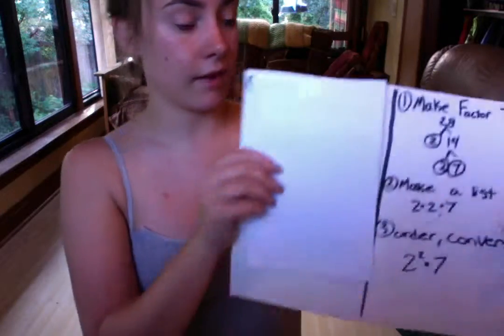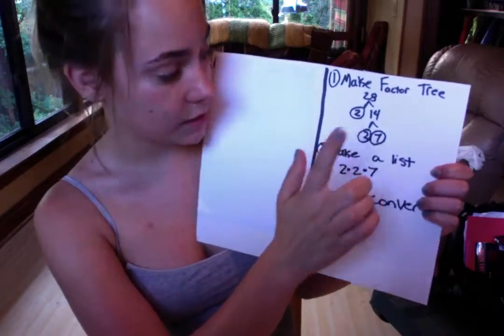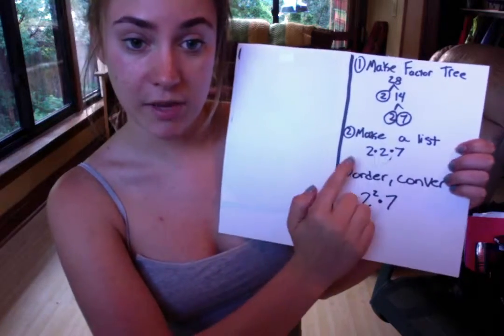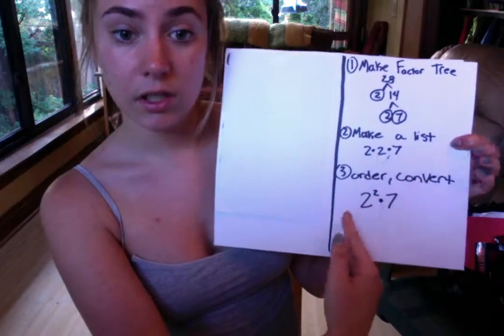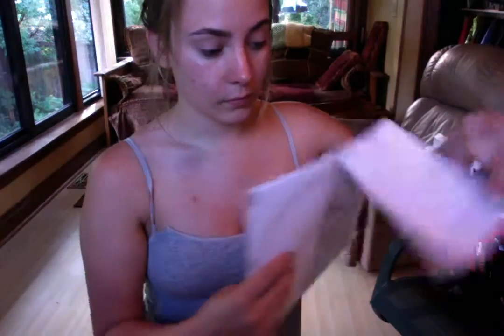If there were 3 5s, this would be 5 to the third. Another example I use is 28. 2 times 14. 14 can be broken down into 2 and 7. You make your list, 2, 2, 7, then order and convert: 2 to the second times 7.